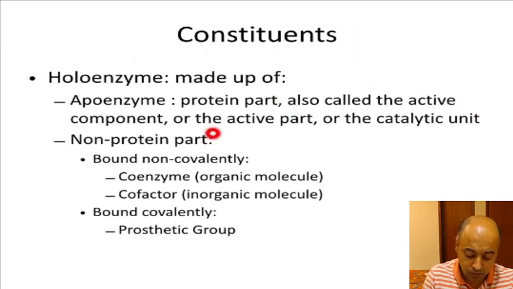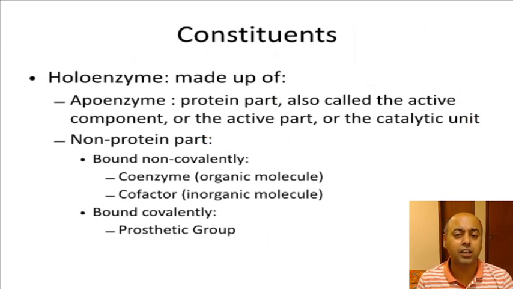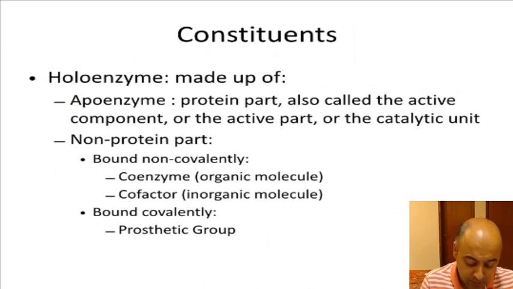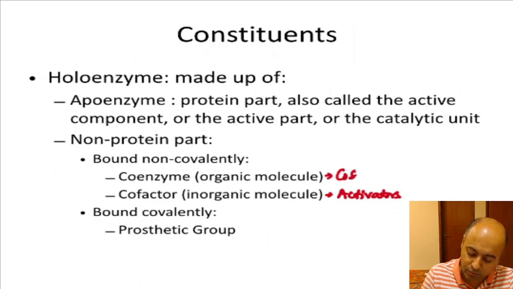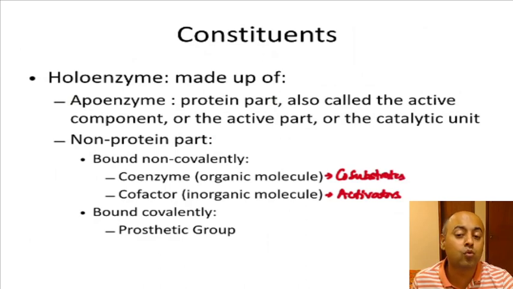Then we have the non-protein part. In the non-protein part, the attachment can either be non-covalent or it can be covalent attachment. In non-covalent attachment, we can have coenzymes and cofactors. Coenzymes are organic molecules, whereas cofactors are inorganic molecules. Mainly they are acting as activators, whereas coenzyme can sometimes act as the co-substrate. They can also act as the co-substrate.